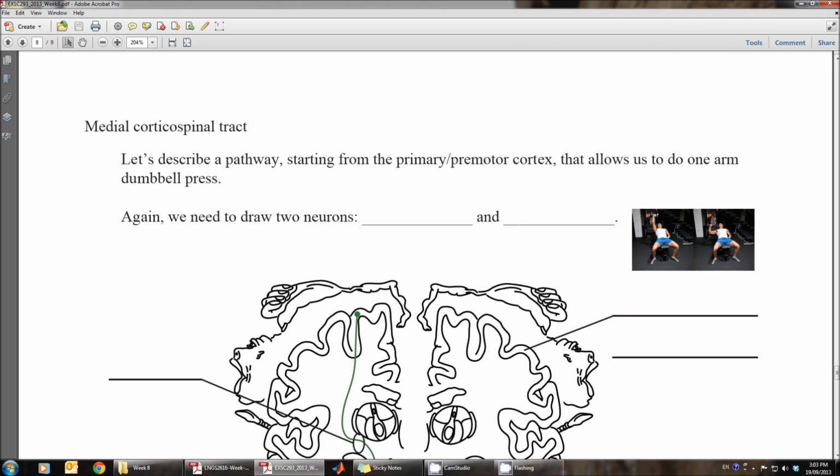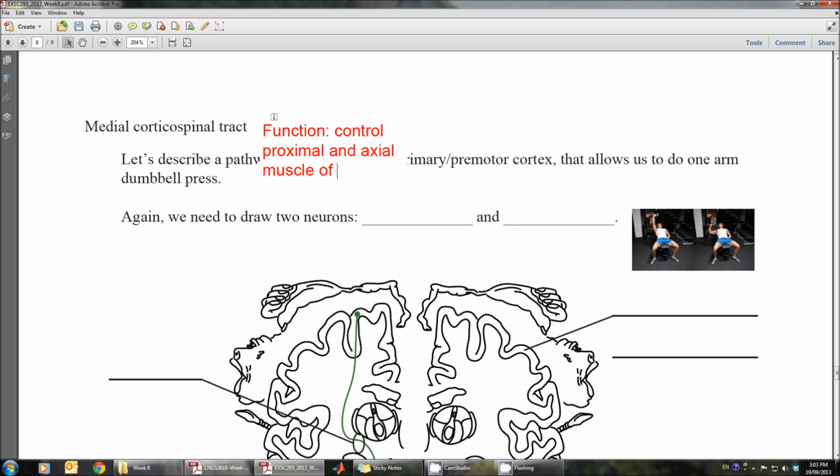Okay, let's continue with the medial corticospinal tract. The function of this tract is to control the proximal part, or axial part, of the upper body. So we just type function here: control proximal and axial muscles of the upper body.